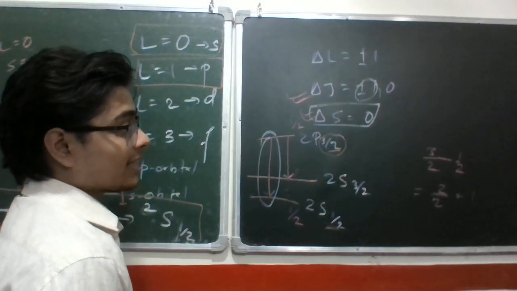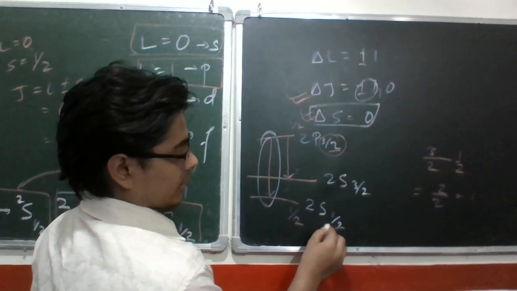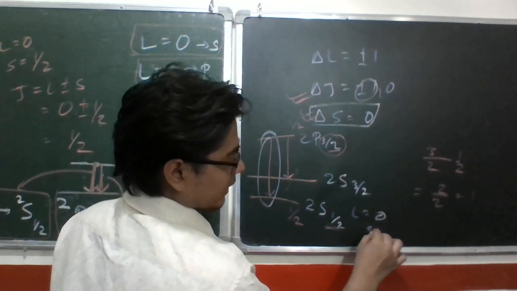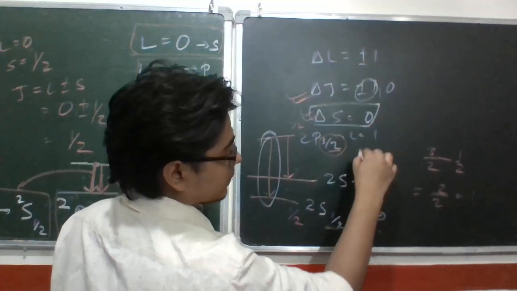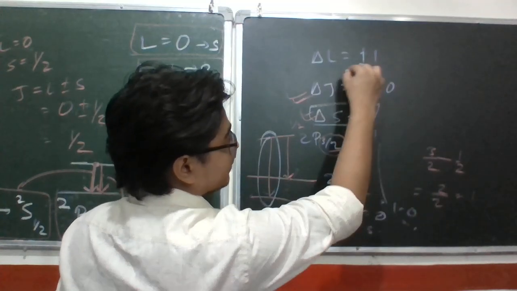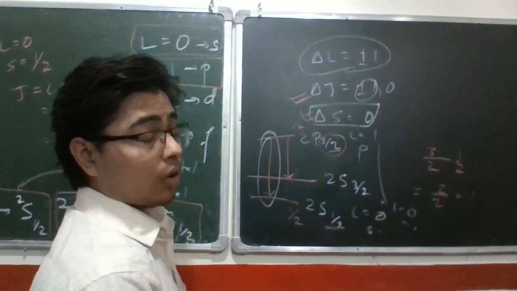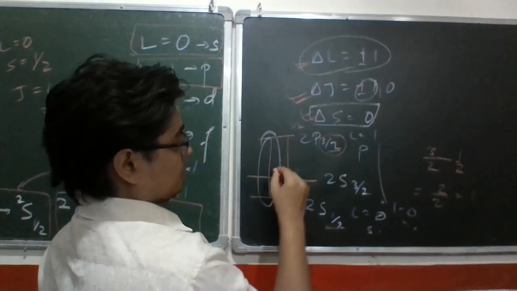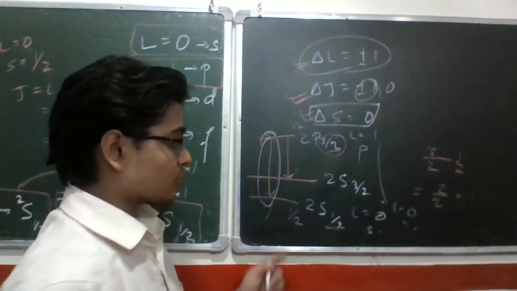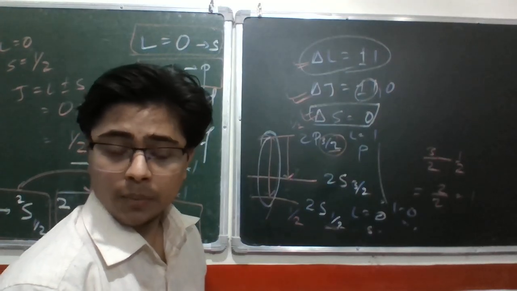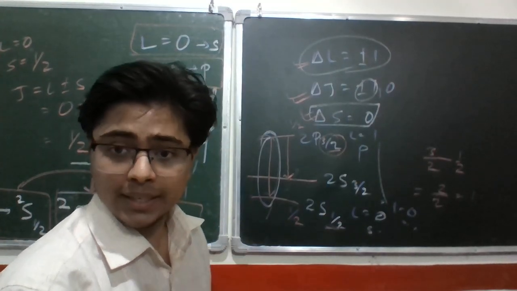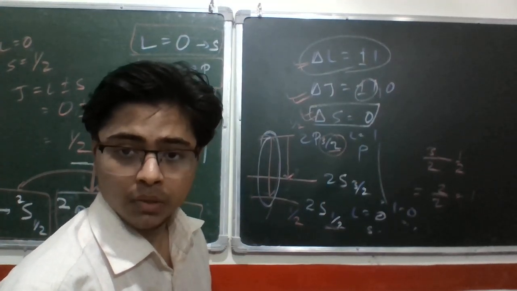Similarly, if you see delta L, now what was L for here? L was S. That means L was 0, S orbital. L was 1, P orbital. So 1 minus 0 is 1, plus minus 1. So all the three rules are satisfied by this particular spectral line. So this is a very probable line to be seen in experiments.